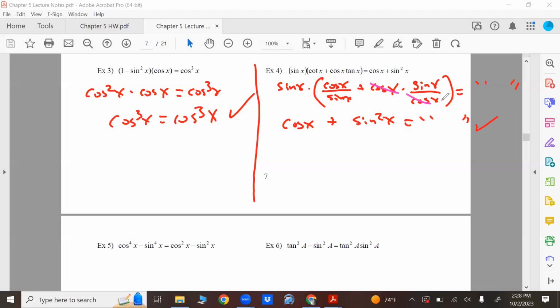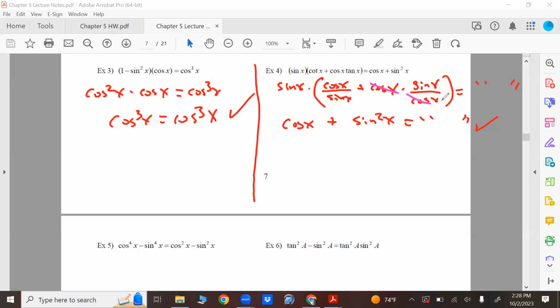That's cosine squared x, right? And reverse it. Here we go. That's nice. Example 4, the left side's a bit more complicated. Change tan to sine over cosine, the cosines cancel, the sines cancel, and you have sine squared x. Well, that's verified.